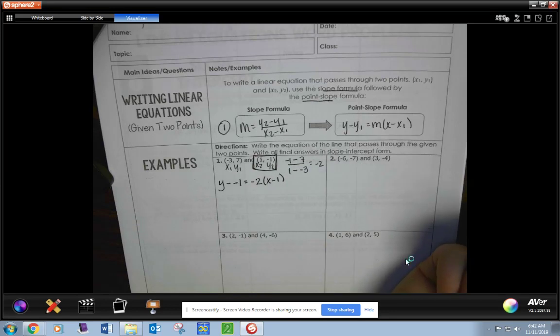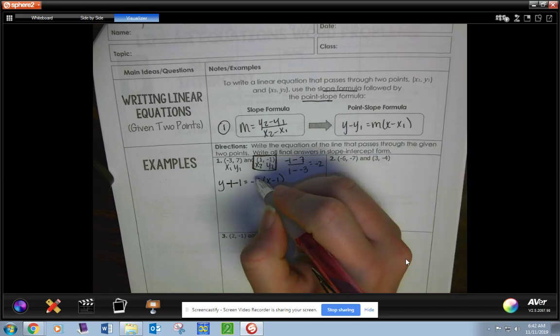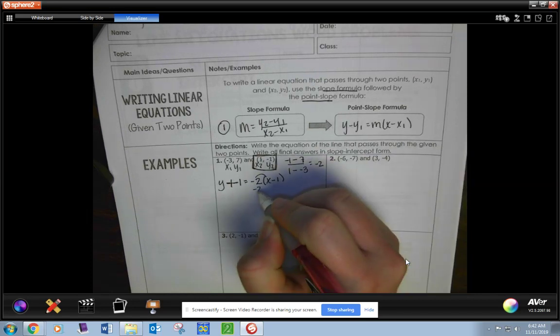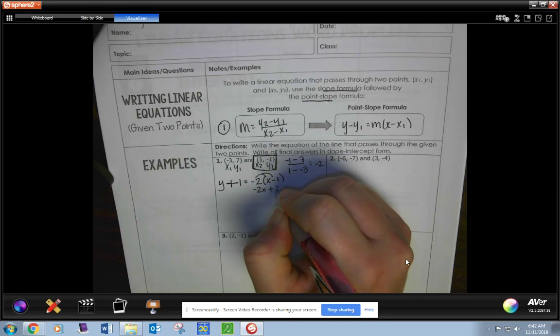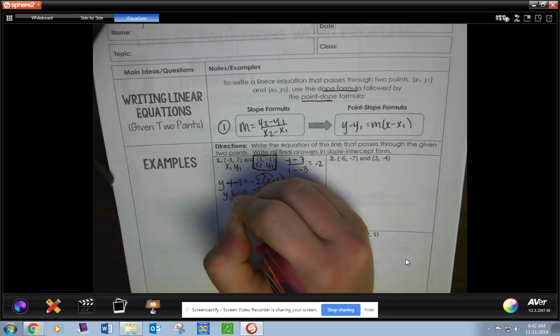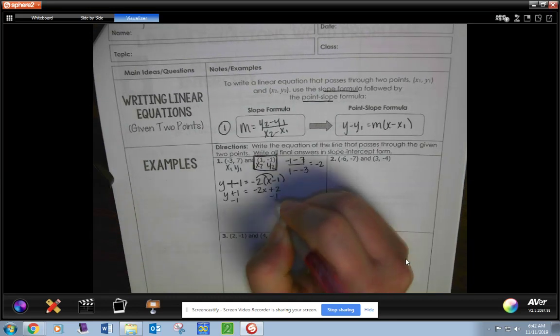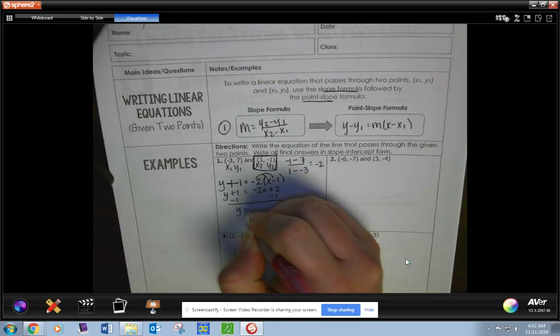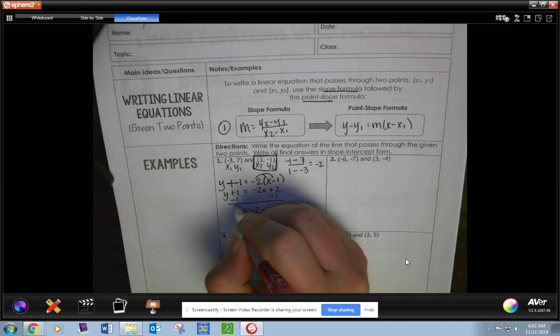First thing I do is change those double negatives, which I have one right there. So connect and make a plus, and now I distribute. -2 times x is -2x, and -2 times -1 is +2. I bring down y plus 1 equals, and to get y by itself, we just need to subtract 1. So I get y equals -2x, and this now becomes a +1.